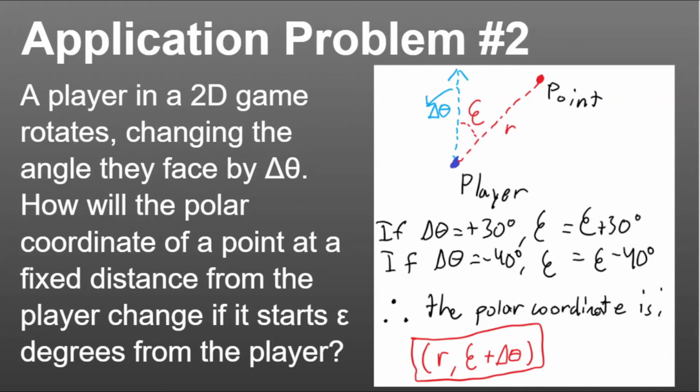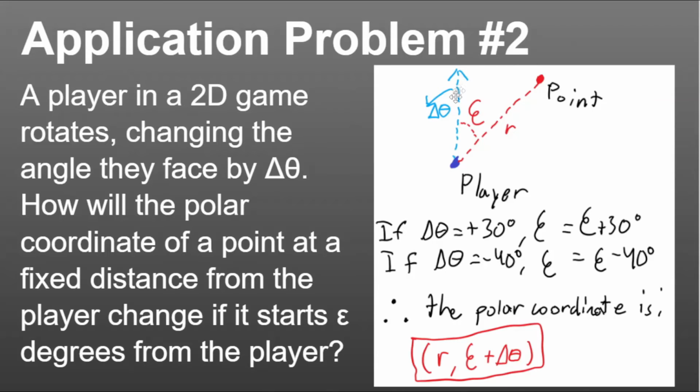How will the polar coordinate of a point at a fixed distance from the player change if it starts epsilon degrees from the player? So this is a little bit interesting to think about, but here's our player, as I've drawn out. This is the direction they're facing, and we are changing that direction by delta theta. And the fixed point, meaning the radius is fixed, is at the angle epsilon, is what it starts at.